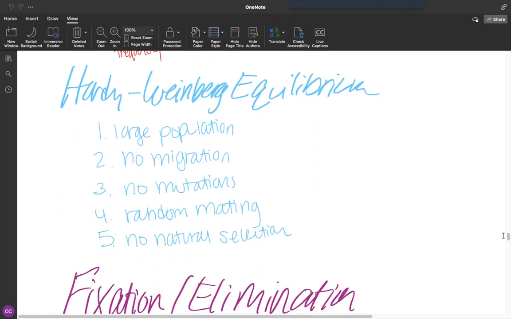And Hardy-Weinberg equilibrium occurs when 5 assumptions are met. First being that you have a large population. Second is that there's no migration, nobody comes in, nobody leaves. Third is that there's no new mutations. Fourth is that we have random mating. And 5 is that there's no natural selection.